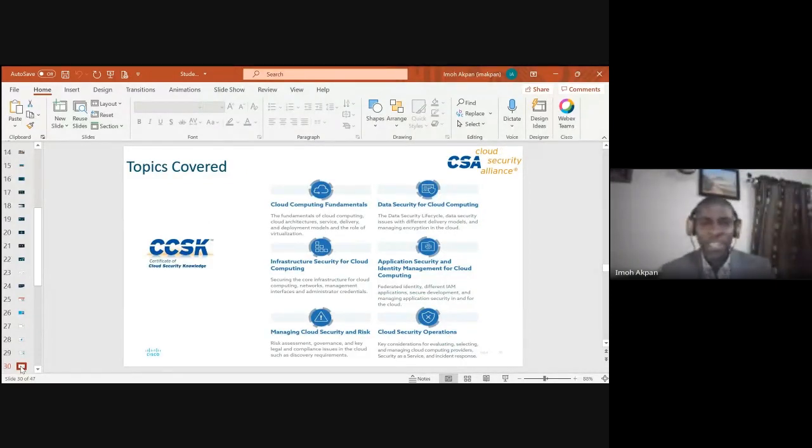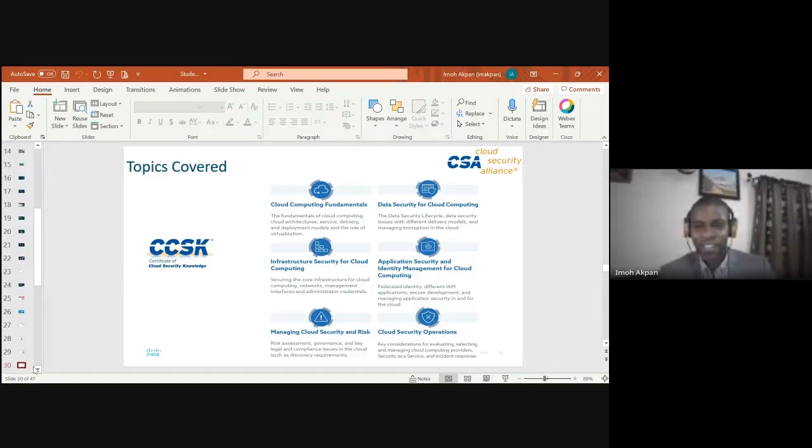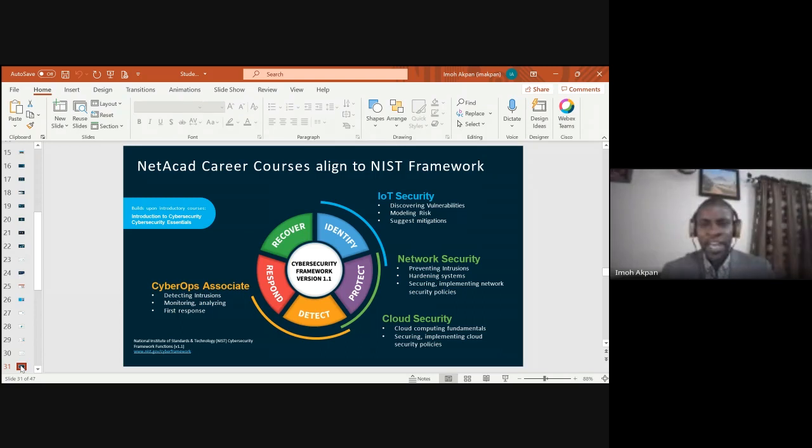Some of the topics covered include cloud computing fundamentals, data breach, data security for cloud computing, infrastructure security for cloud computing, application security, and identity management for cloud computing. That is the cloud security course. Apart from it, we have other courses that I talked about, like IoT security, which focuses on protecting data that are connected.